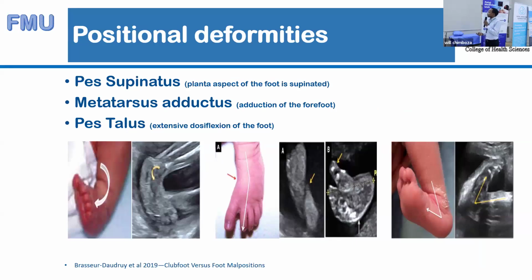Some of the positional foot deformities that we have might be metatarsus adductus, where there is adduction of the forefoot. Adduction of the forefoot, we also see in club foot. So sometimes you might see adduction and then say there is club foot, or you might see supination of the foot and then say there's club foot, yet it is a positional foot deformity. And then there's the other positional foot deformity, pes talus, where there's extensive dorsiflexion of the foot.